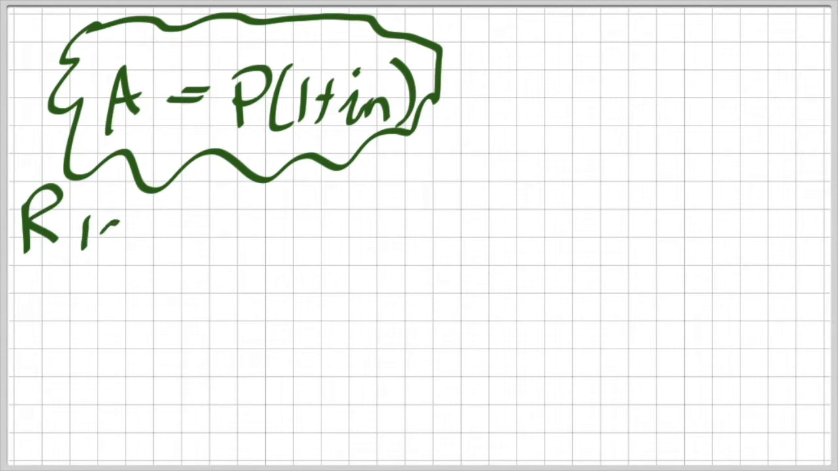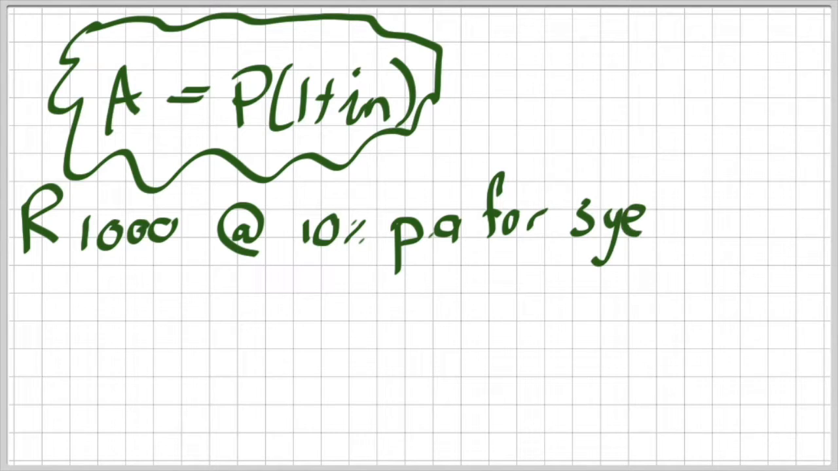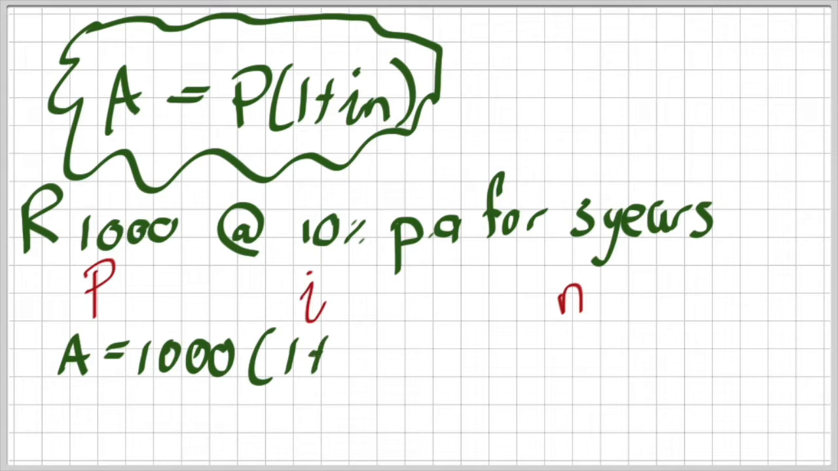So in other words, if I say I invest 1,000 Rand at 10% for 3 years, I am given P, I, and N. So I'm going to substitute that in. 1,000 times (1 plus 10% times 3).